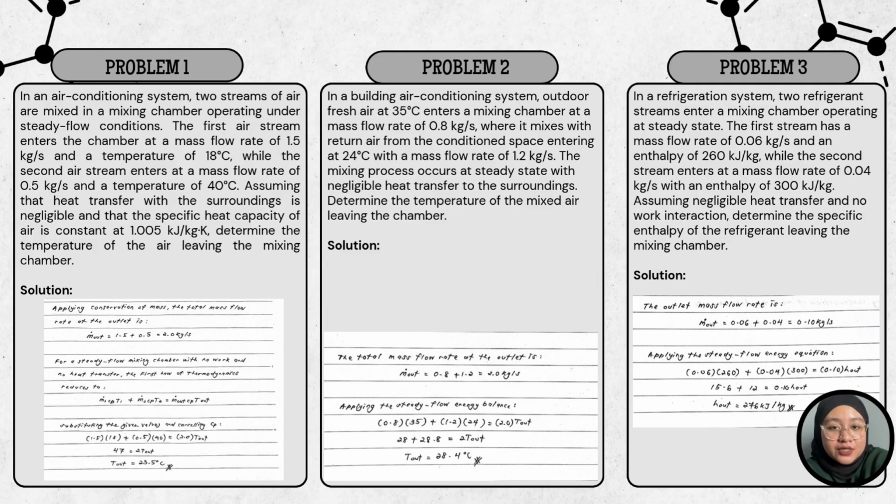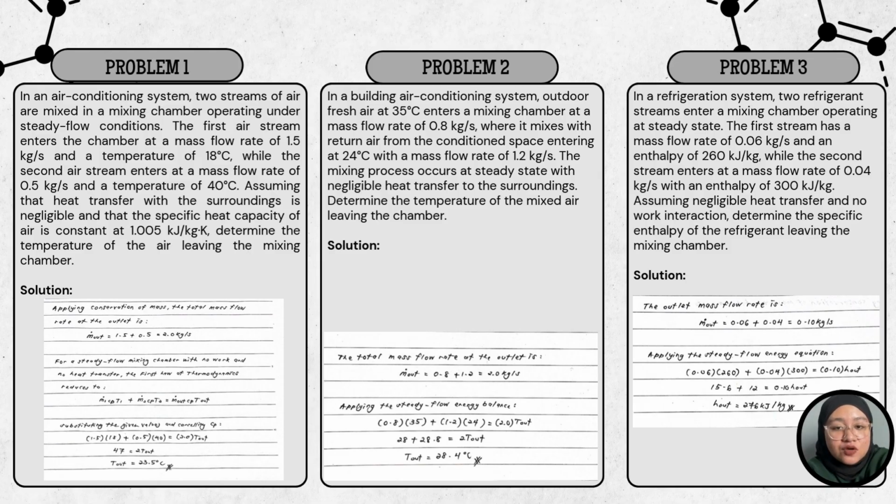In our first problem, we have an air conditioning system mixing two streams of air. Stream 1, we have 1.5 kg per second at 18 degrees Celsius. Stream 2, we have 0.5 kg per second at 40 degrees Celsius. The solution is, first, we apply the conservation of mass. The total outlet flow is simply the sum of the inlets: 1.5 plus 0.5 equals 2.0 kg per second.